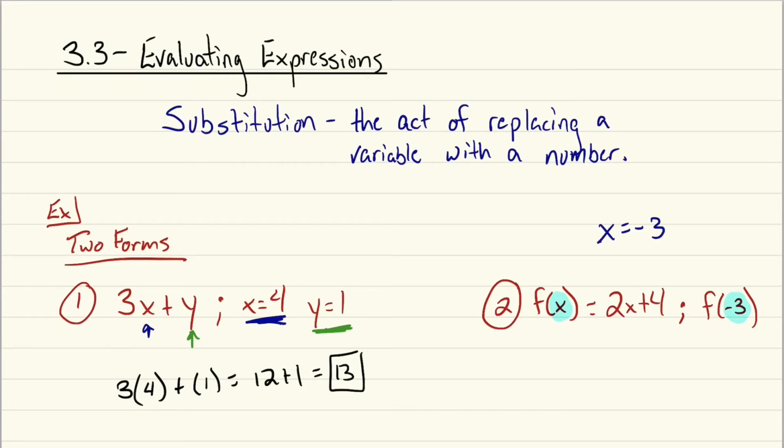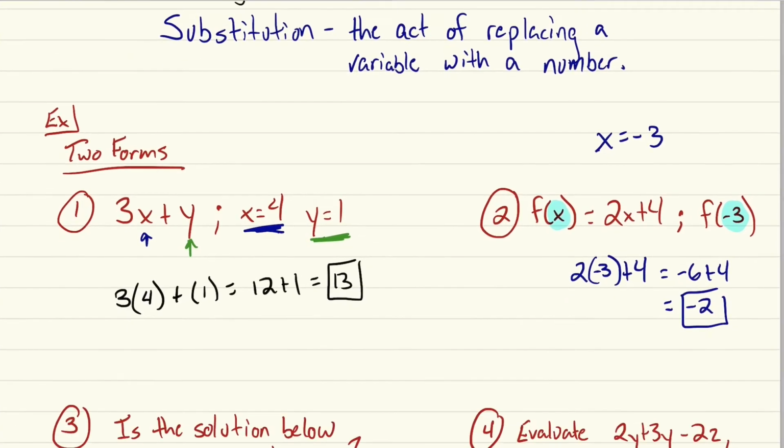So, to write that problem, all I have to say is 2 times negative 3, plus 4. Now I've done my substitution, and it's time to solve. 2 times negative 3 is negative 6. Now we can say negative 6 plus 4, and we know that negative 6 plus 4 is negative 2. So even though it's written differently, it's the exact same kind of math. It is substitution.